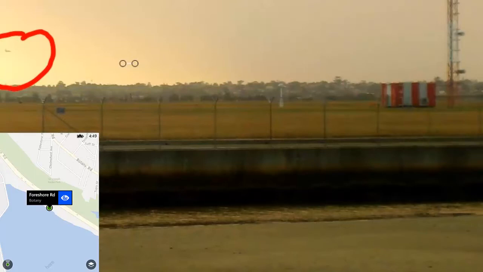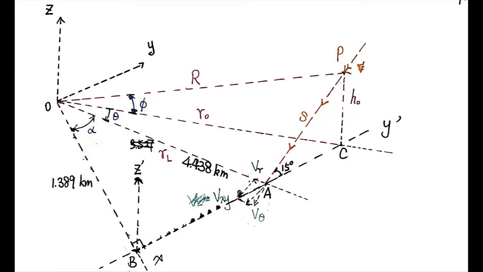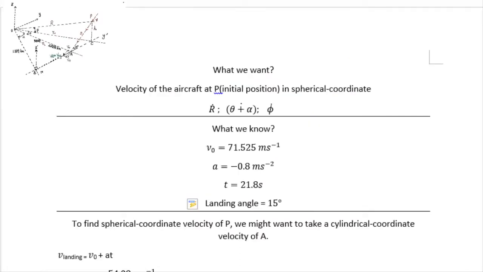Before we shoot, we need to collect as much information about our object as we can. So let's find out the velocity of the aircraft at this moment in spherical coordinates and find the rate of change of distance between our object and our sniping spot.